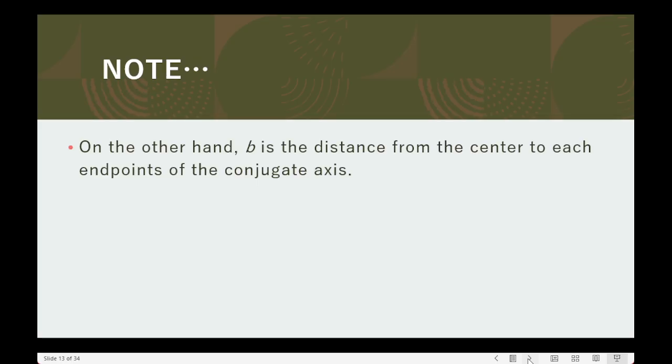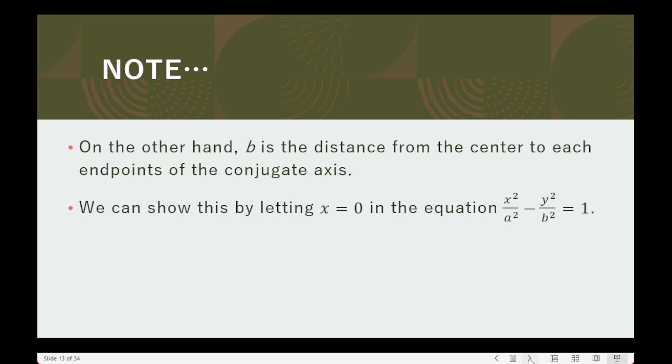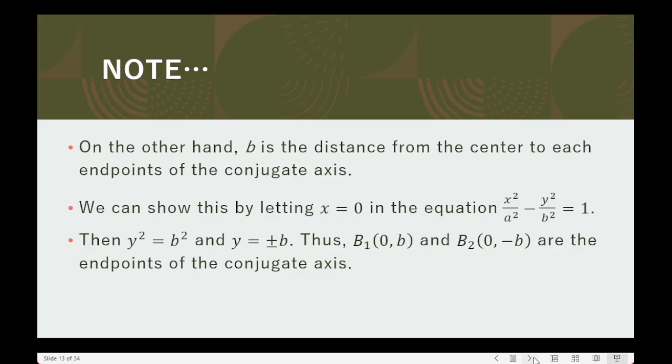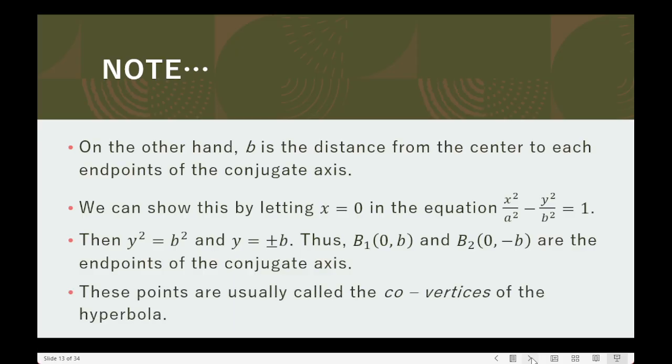On the other hand, b is the distance from the center to each endpoint of the conjugate axis. We can show this by letting x equal 0 in the equation of the hyperbola. Then we have y squared equals b squared. So solving for y, we have y equals either positive or negative b. Thus, B sub 1 has coordinates 0, b and B sub 2 has coordinates 0, negative b, the endpoints of the conjugate axis. These points are usually called the co-vertices of the hyperbola.